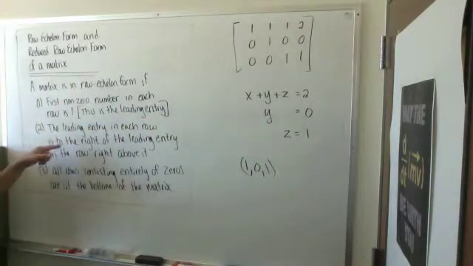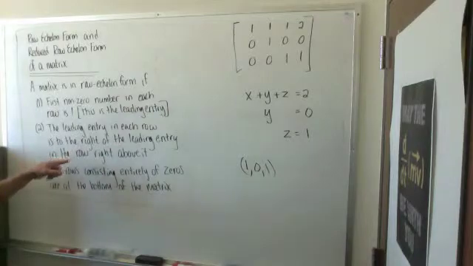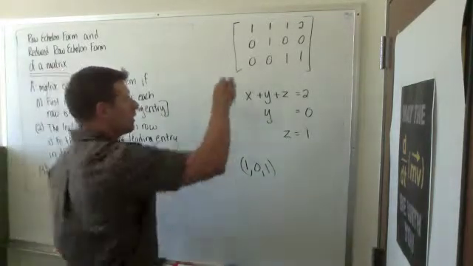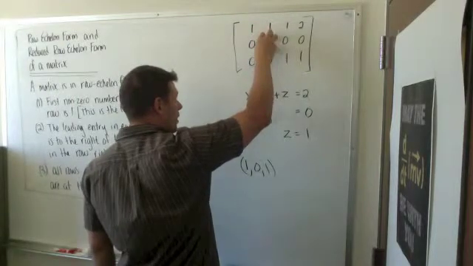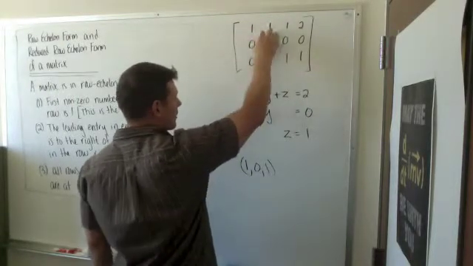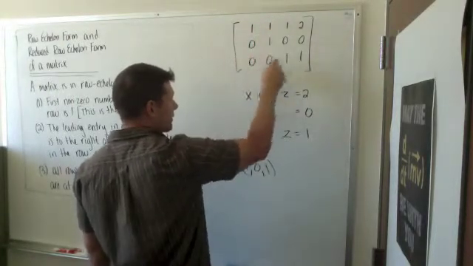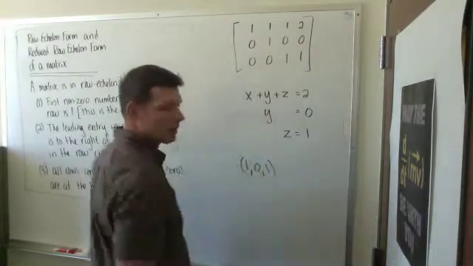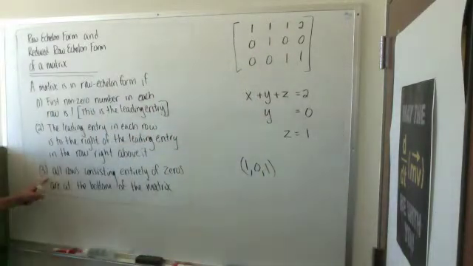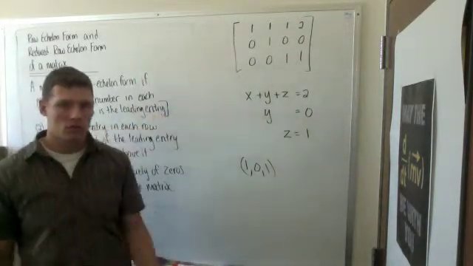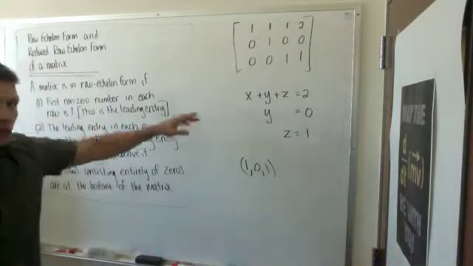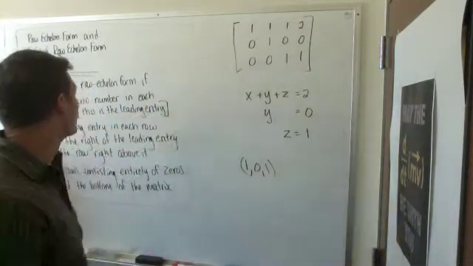The leading entry in each row is to the right of the leading entry in the row right above it. So we go 1, and we have the leading entry is now a 1, and it's to the right of the 1 before it, to the right of the 1 above it. Okay, and we have that, and then all rows consisting of entirely zeros at the bottom of the matrix. We don't have that in this situation. Okay, so this guy right here is in row echelon form.